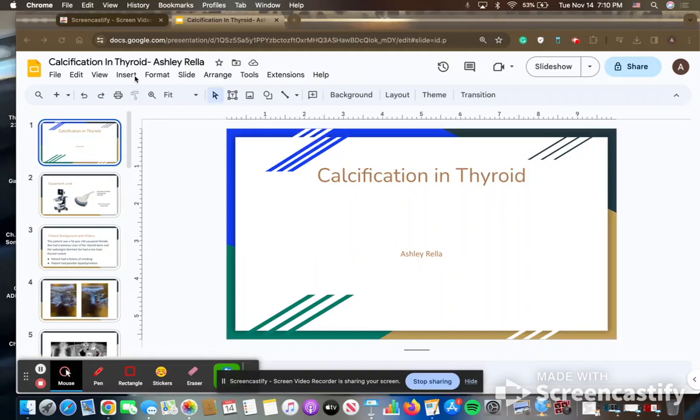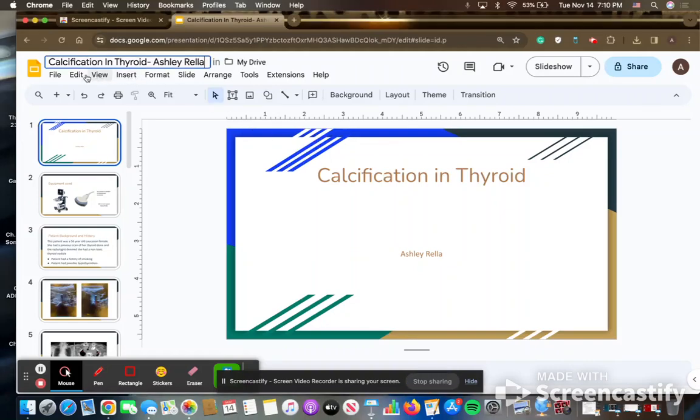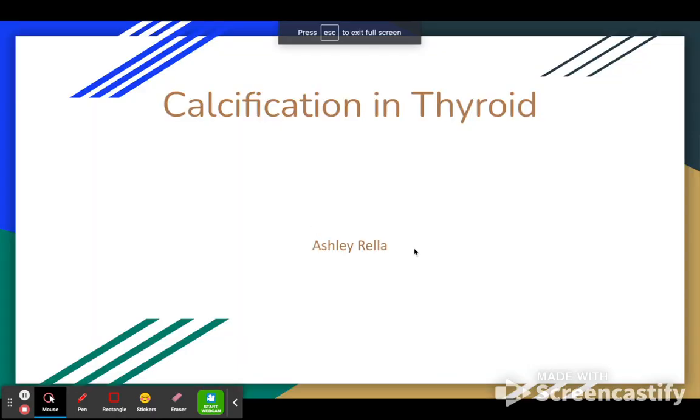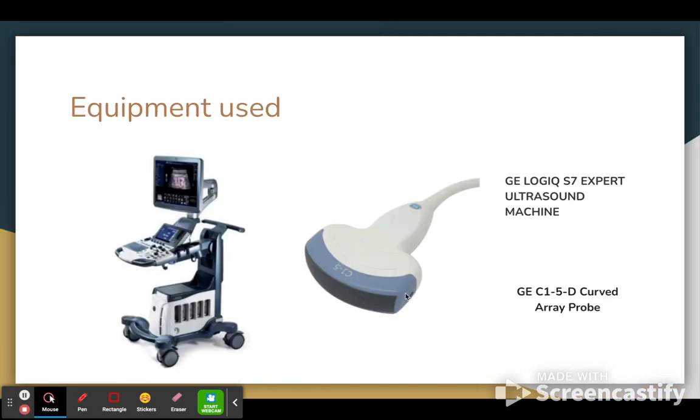Hi guys, so what my case study is on is calcification in the thyroid. This is not the most exciting, but here we go. So the equipment used was the GE Logiq S7 Expert ultrasound machine right here. And then the probe was the GE C1-5D curved array probe.